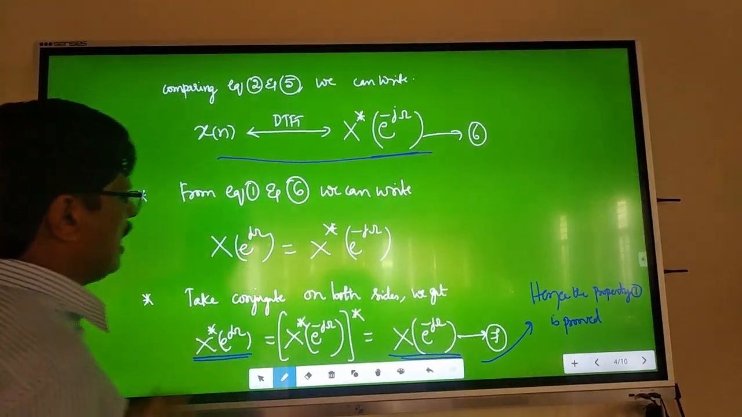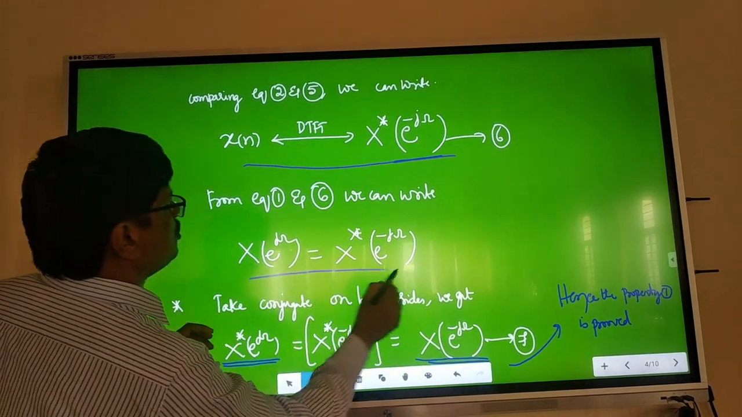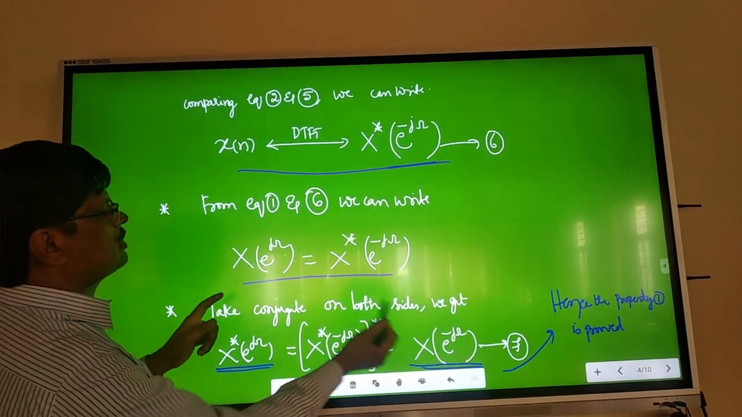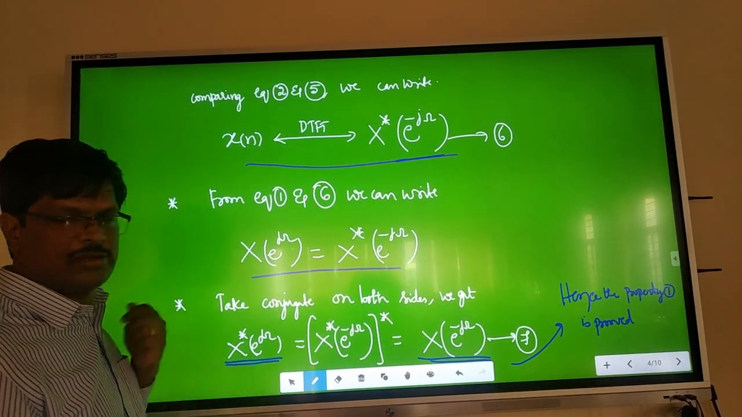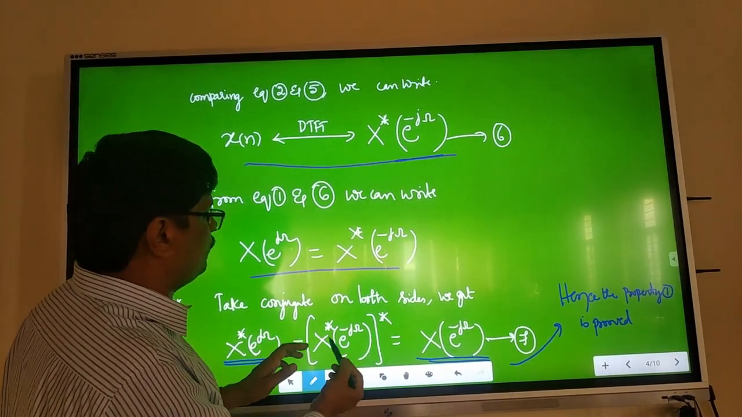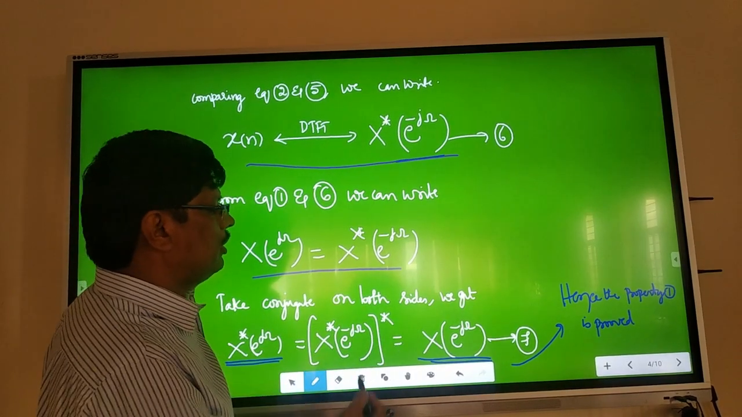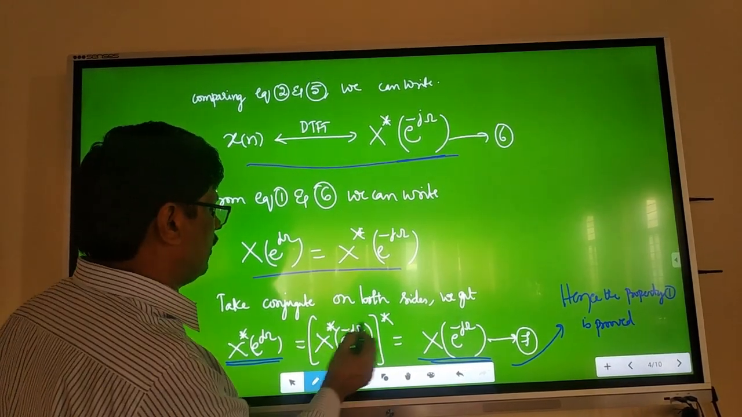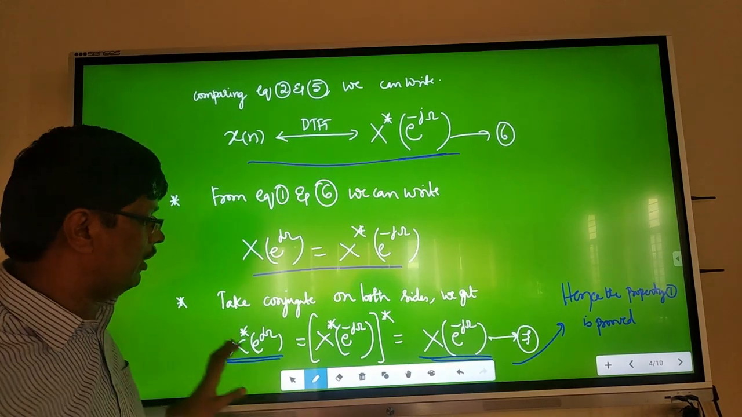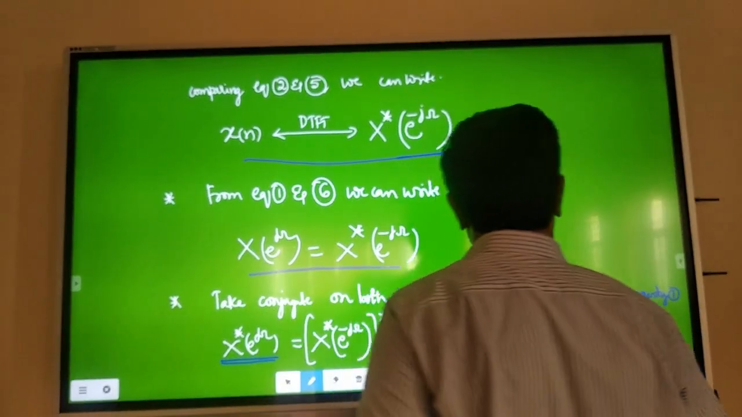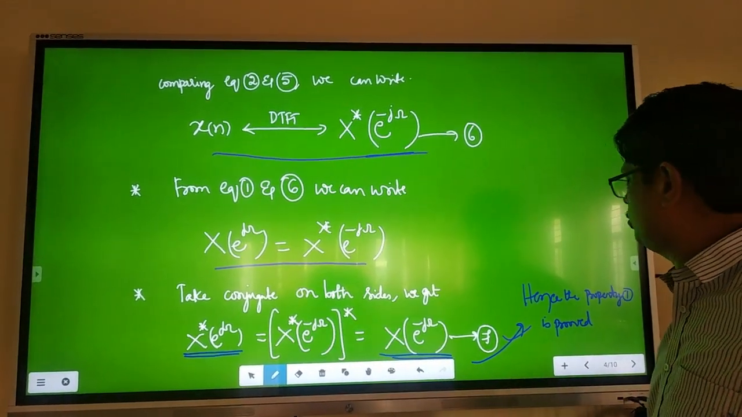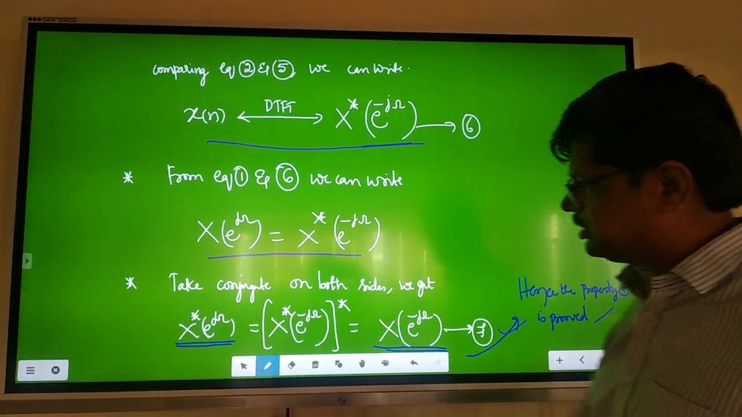Then what you have to do? Then you will get the final answer. See the modifications to this maths. Just take conjugates on both sides. We get x star of e power j omega conjugate is equal to x star of e power minus j omega whole star. Star of star gets cancelled. You will be left with x of e power minus j omega. Call this equation number 7. Hence property 1 is proved.